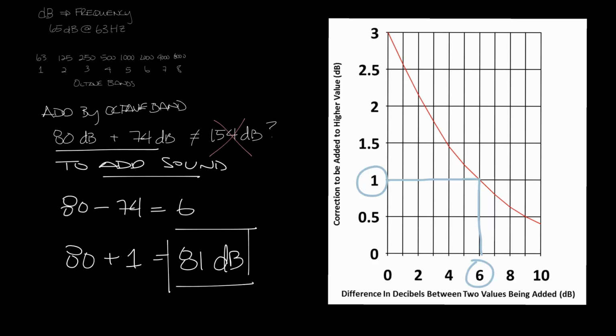So 80 plus 1 is 81 dB. So if you had an 80 dB sound source and a 74 dB sound source in the same place, that area would sound like 81 dB in whichever octave band we're talking about here. Now a couple of things to note.